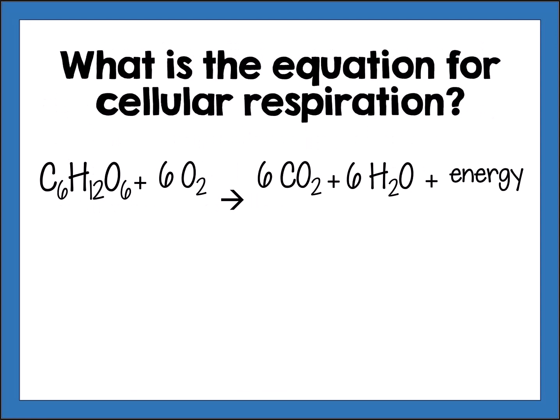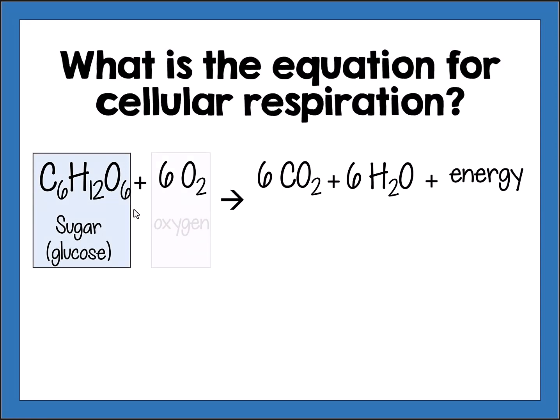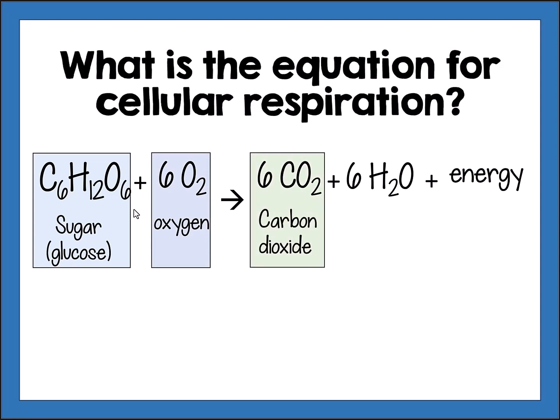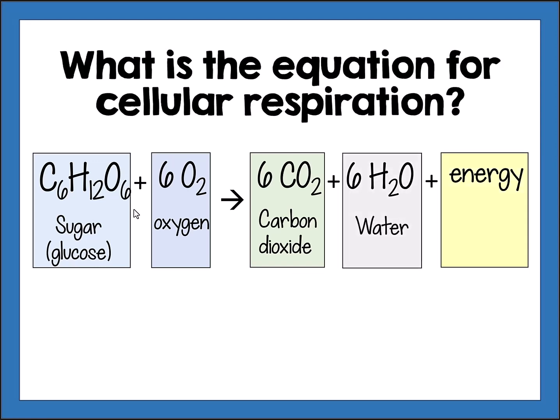And it's used by all organisms, not just autotrophs. So the process begins with glucose, and that's our stored chemical energy. We're going to add oxygen to that process. And in the process of breaking down that sugar, we are going to release carbon dioxide, water, and what we would ultimately want there, which is energy in the form of ATP.